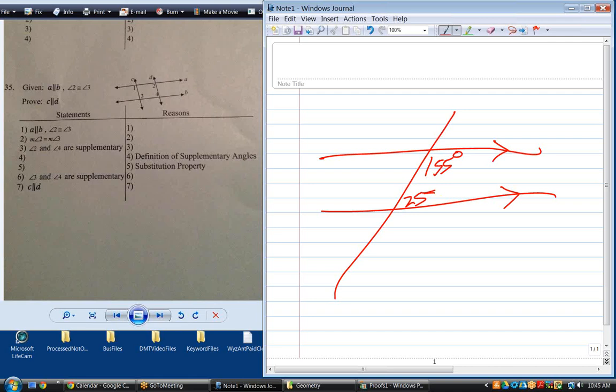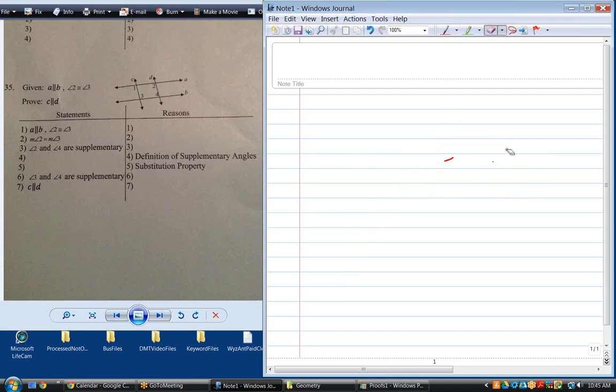And that's critical for our proof here. Because if angle 2 and angle 4 are supplementary, then hold on a moment, I got lost in my logic. If angle 2 and angle 4 are supplementary, the reason they, I'm sorry, I was thinking you're going to try to prove from that.